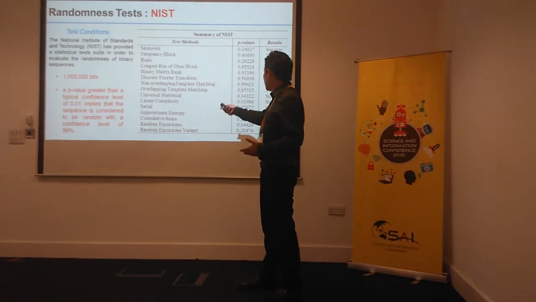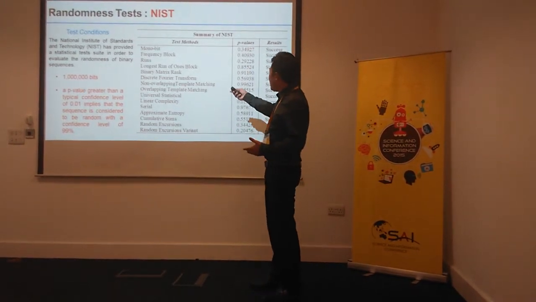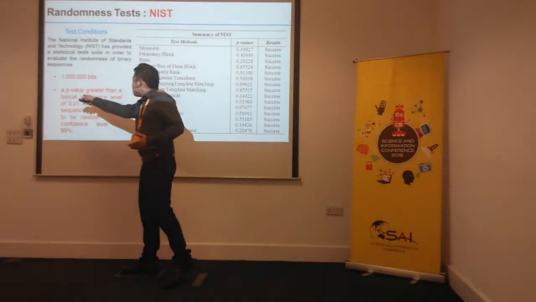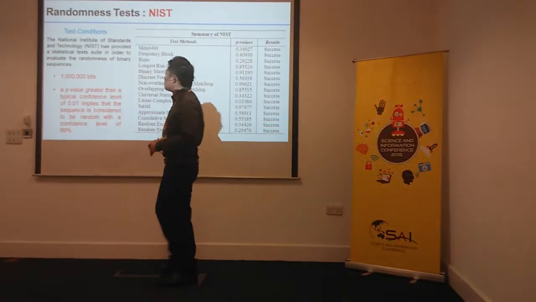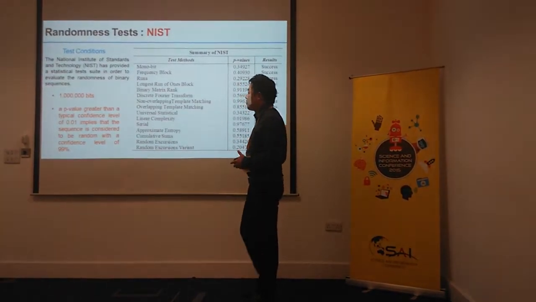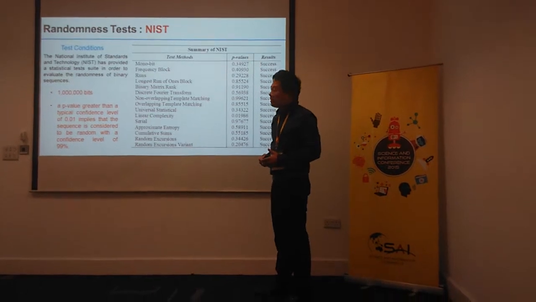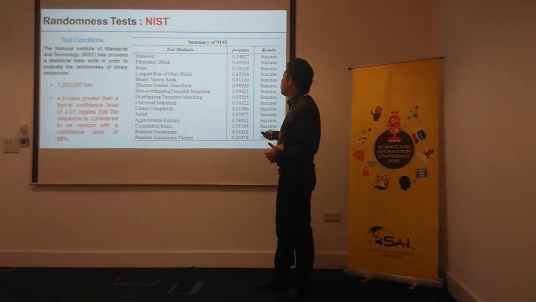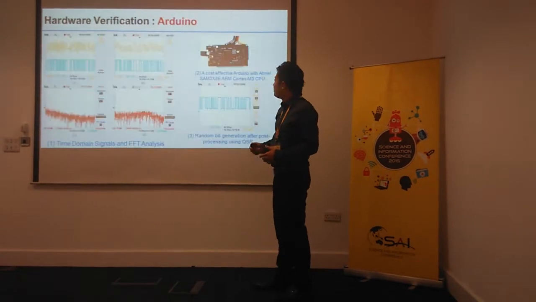There are 15 test methods and p-values. If the p-value is greater than the typical significance level of 0.01, the sequence is considered to be random with a confidence level of 99%. You could see that for the 15 tests, it passed all 15 tests.